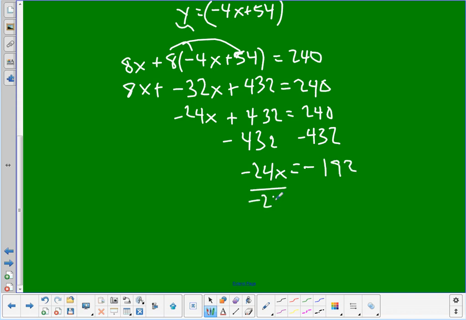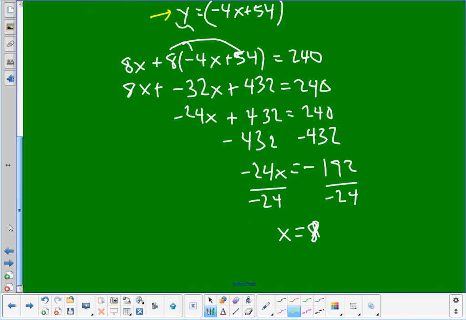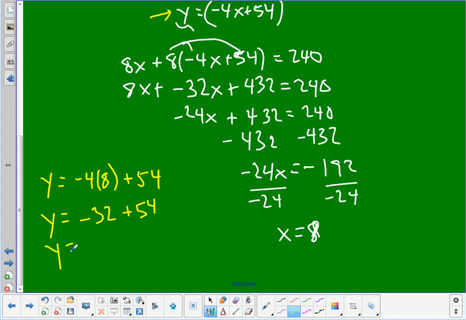And then divide by the negative 24, and you get x is equal to 8. There's that negative divided by a negative, which gives me a positive. So x equals 8. I'm going to go back up to this equation right here, where I have y equals negative 4x plus 54, and I'm going to solve for y. So y equals negative 4 times 8 plus 54, and that's y equals negative 32 plus 54, or y equals 22.